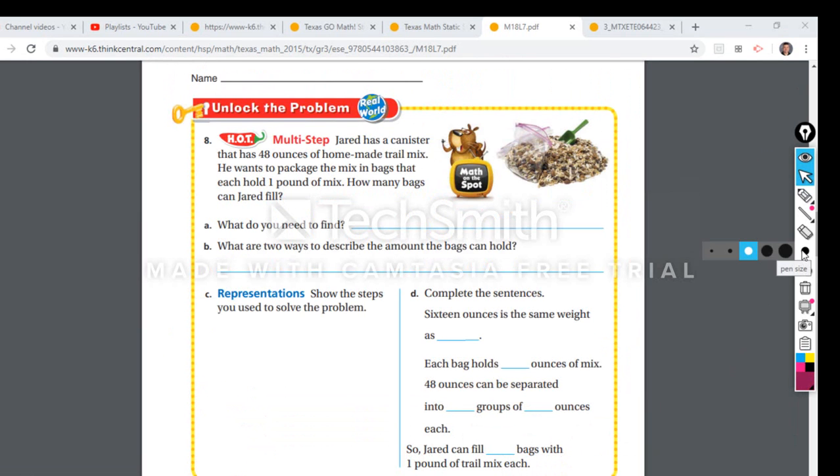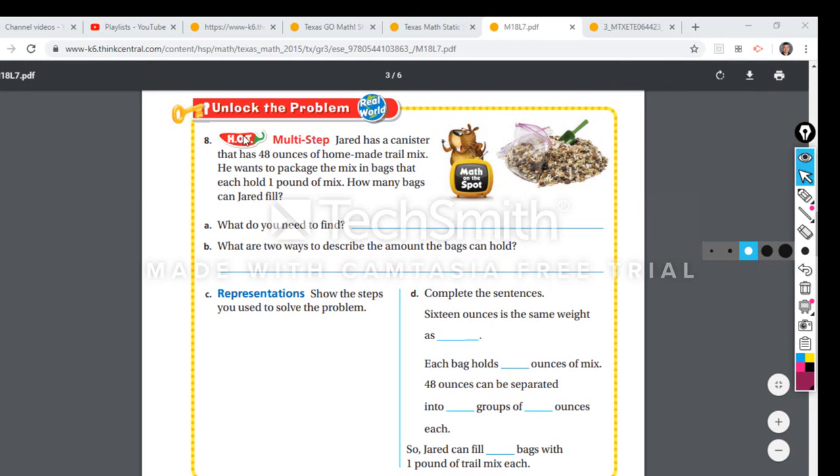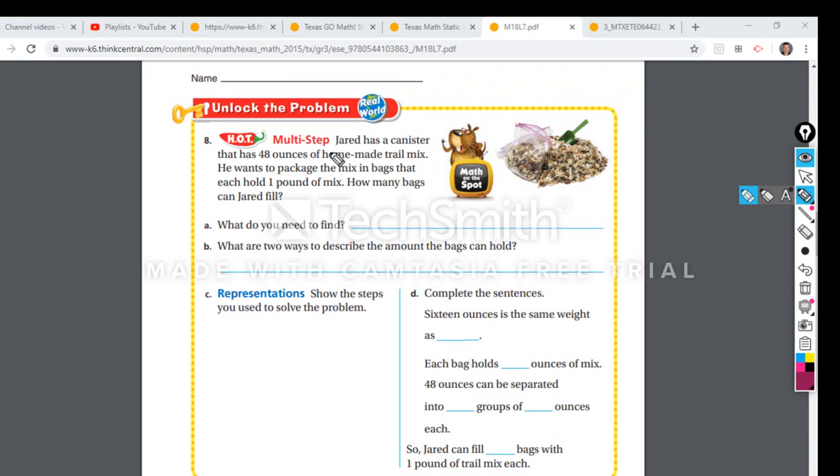So we're looking at unlocking the problem. Question number 8. Multi-step. So let's take a look at how we look at this one. Jared has a canister that has 48 ounces of homemade trail mix. He wants to package the mix in bags that each hold 1 pound of mix. How many bags can Jared fill? Okay, so what do you need to find out? You need to find out how many bags can Jared fill out of his 48 ounces of homemade trail mix. That's what you need to figure out.